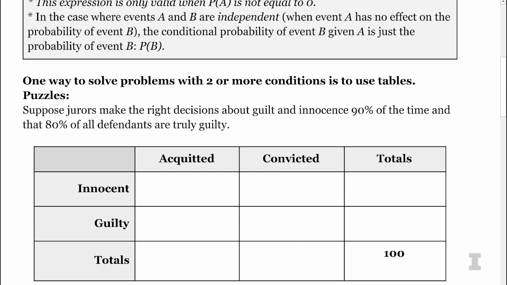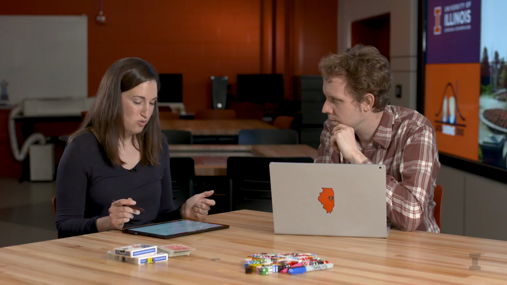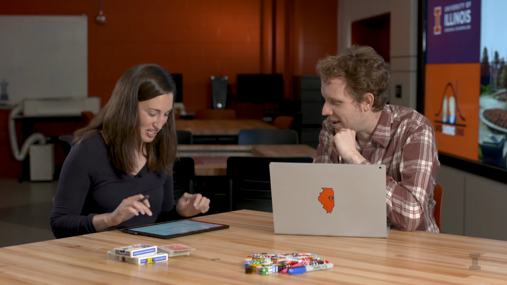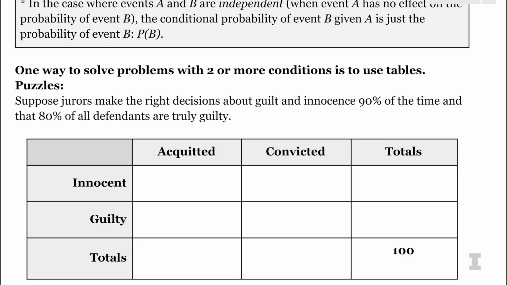It says, suppose jurors make the right decisions about guilt and innocence 90% of the time, and 80% of all defendants are truly guilty. So wait, do you know about jurors and being guilty and innocent? I know about them, but it's scary to think about innocent people being declared guilty by a court. Exactly. So this did say, suppose jurors make the right decision.